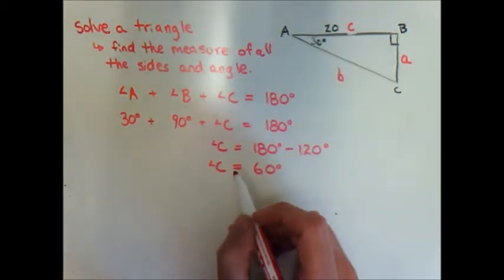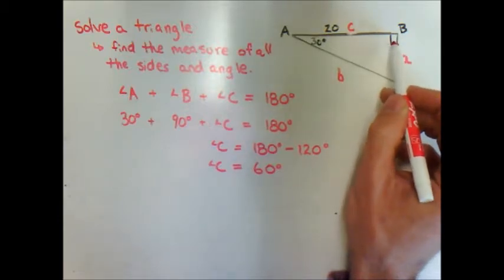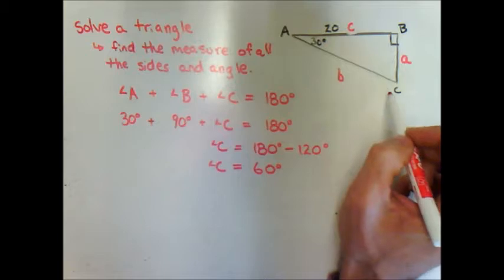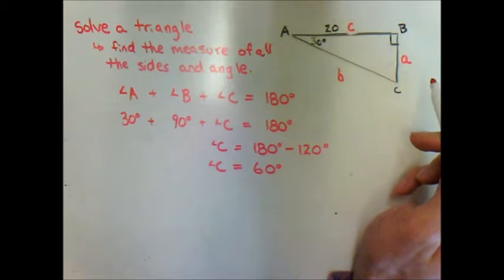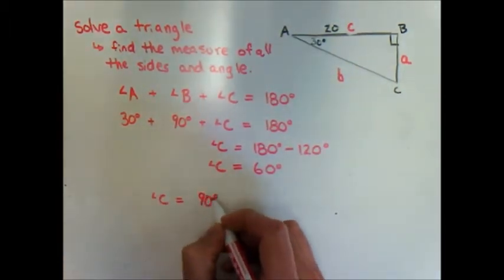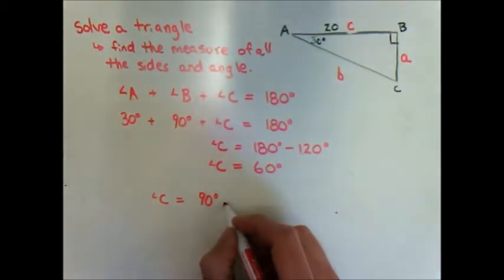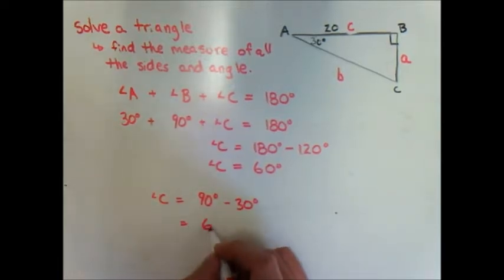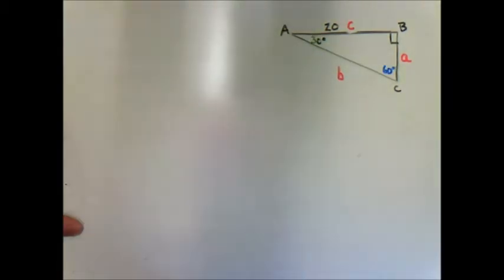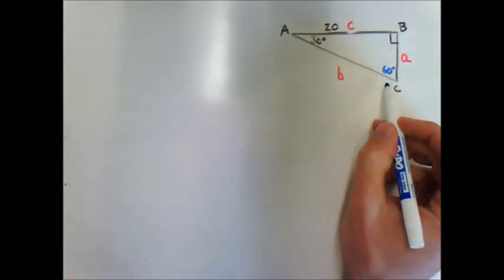A little trick here is also to notice that because it's a right triangle and it has a right angle, which is 90 degrees, the two acute angles are always going to be complementary, which means they will add to 90. So we could have solved angle C just by going angle C equals 90 minus 30, which equals 60 degrees, if you use your complementary angles property. So I've added my angle measurement of C to my diagram, and now it's time to find the side lengths.